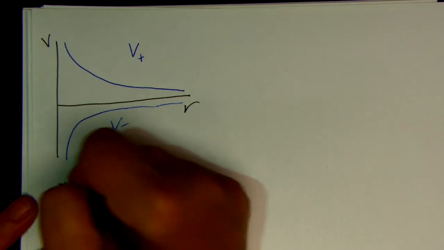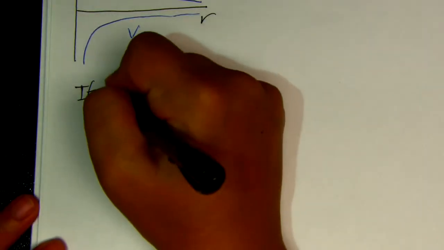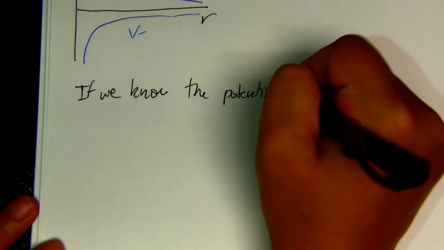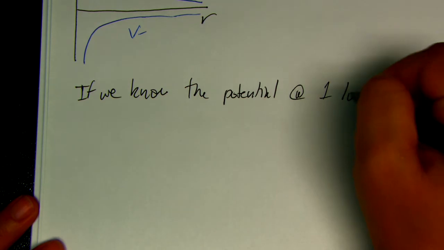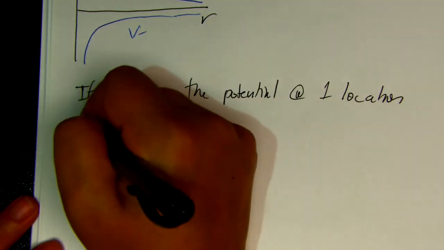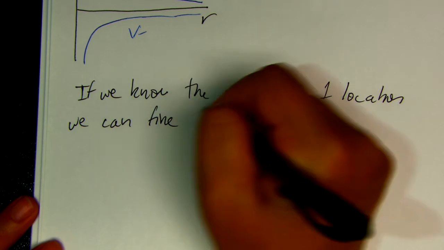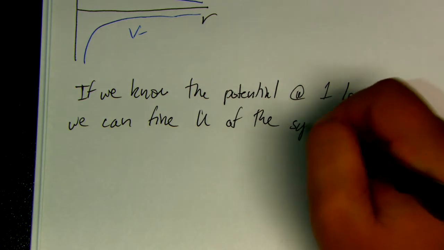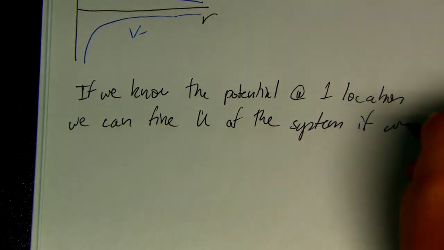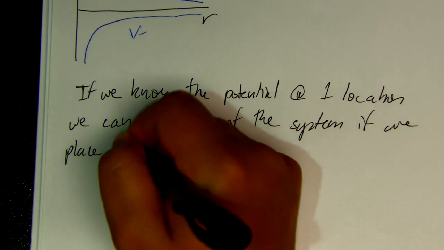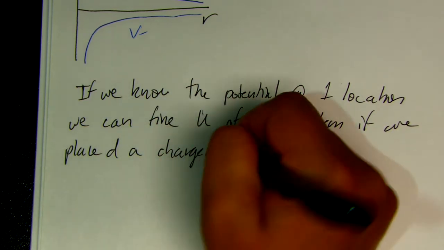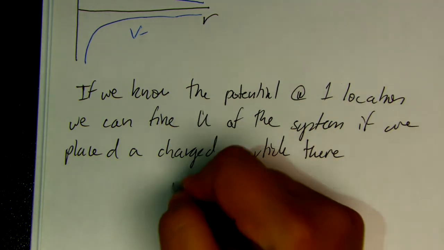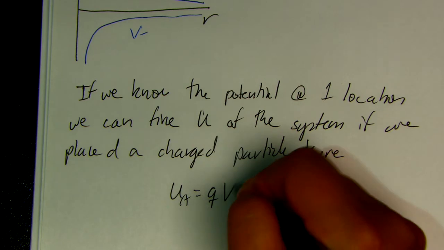So if we know the potential at one location, we can find U of the system if we placed a charged particle there. So we can find the potential energy. So UA is equal to Q VA.